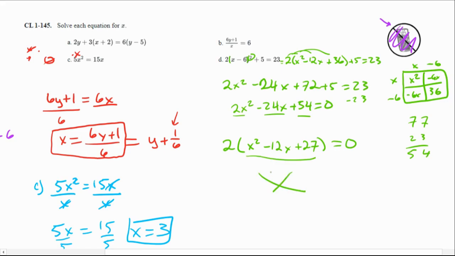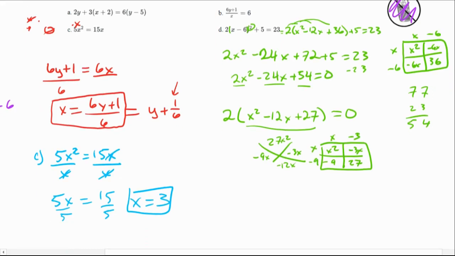I got 27x squared on the top, negative 12x on the bottom. It's like negative 9x and negative 3x will get us to where we want to be. So put that in a box. We got x squared, 27, negative 3x, negative 9, x minus 3, x minus 9. So I now have 2 times x minus 3 times x minus 9 equals 0.